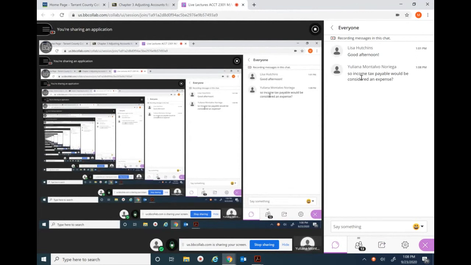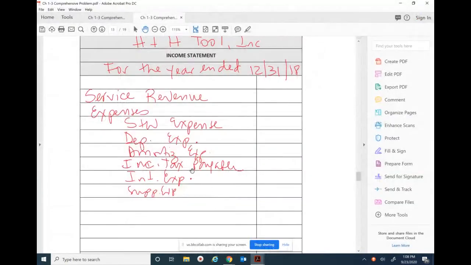Income tax expense, not income tax payable. Did I say payable? No, these are all expenses. Income tax payable is a liability. Income tax expense is the expense account that goes on the income statement.